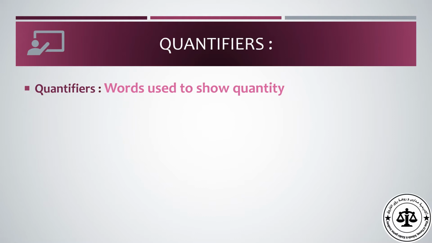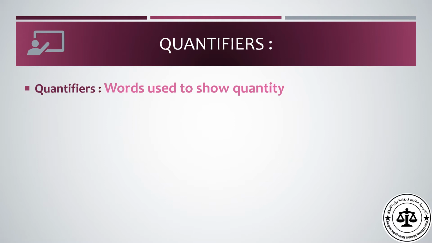So, what do we mean by quantifiers? Quantifiers بمعنى المحددات اللي بيحددوا لي كمية شيء معين. Words that are used to show quantity. So, these are the words that are used. ليش بنستخدمهم؟ To show quantity كمية شيء معين.